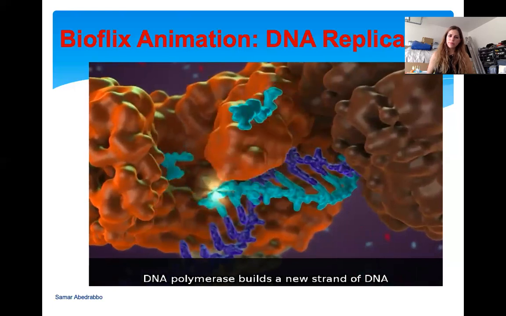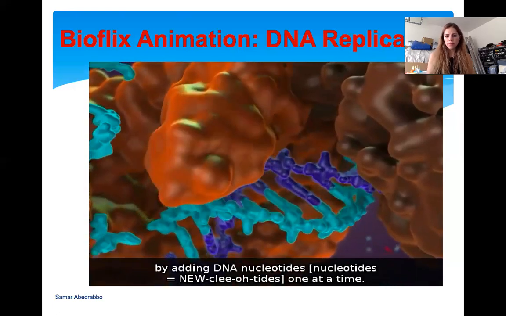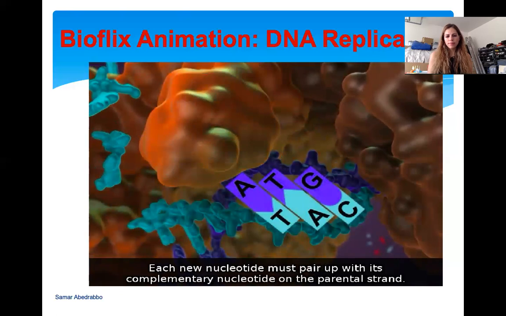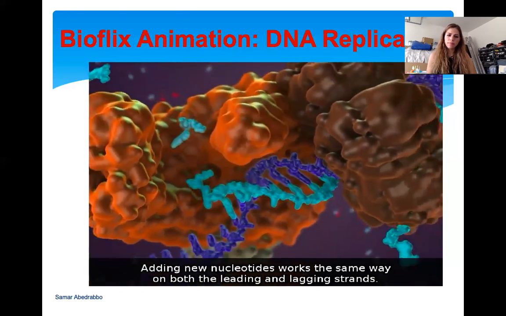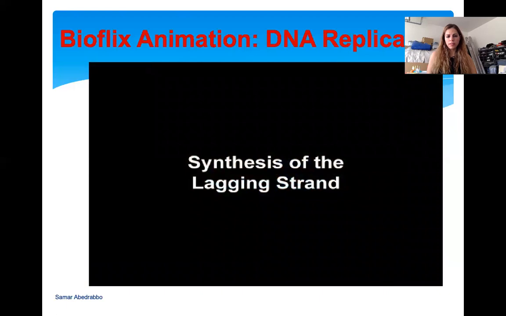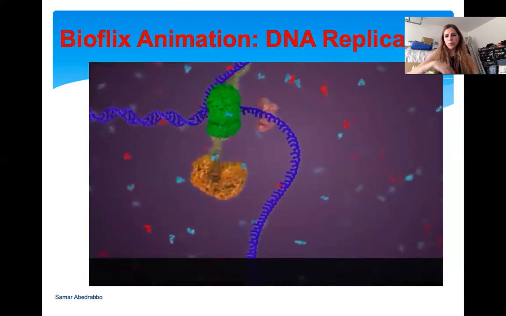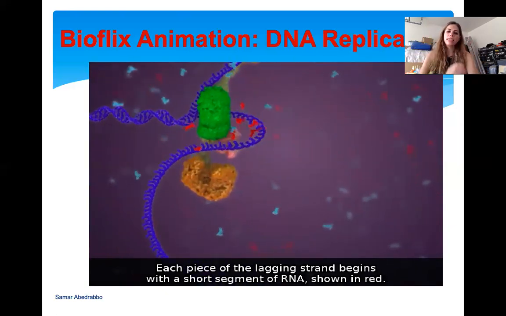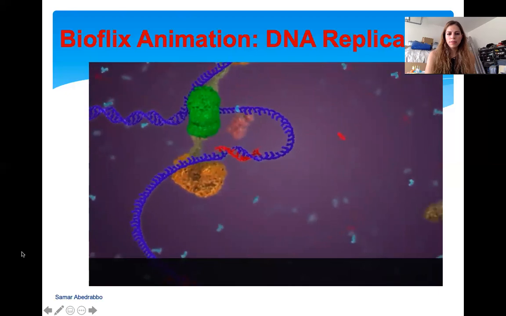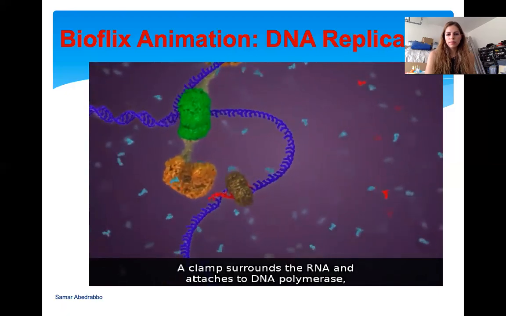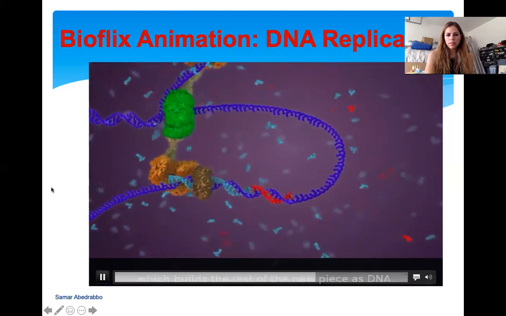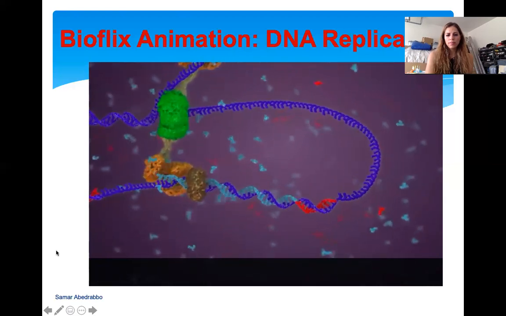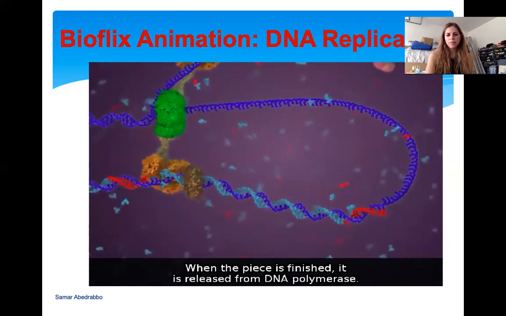DNA polymerase builds a new strand of DNA by adding DNA nucleotides one at a time. Each new nucleotide must pair up with its complementary nucleotide on the parental strand. Adding new nucleotides works the same way on both the leading and lagging strands. Each piece of the lagging strand begins with a short segment of RNA, shown in red. A clamp surrounds the RNA and attaches to DNA polymerase, which builds the rest of the new piece as DNA. When the piece is finished, it is released from DNA polymerase.